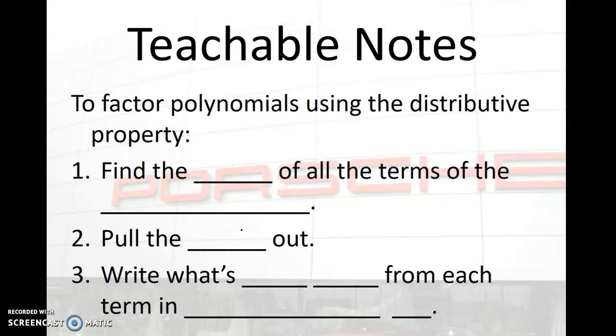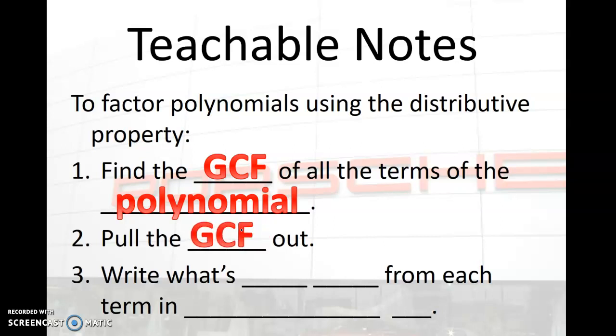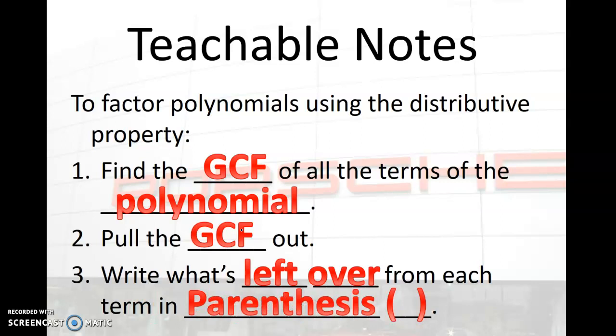So to factor polynomials using the distributive property, we're going to first find the GCF of all the terms of the polynomial. Find the greatest common factor, that one greatest common factor of all of the terms of the polynomial. So something that every single term has a factor of. You pull the GCF out, and you're going to write what's left over from each term in the parentheses.